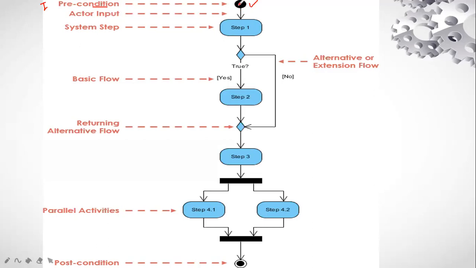So when the initial node is there, the precondition is there, the customer is going to input something so that a step will be taken. Let's say I have placed an order. That particular input will initiate an action of placing the order. So the system step is this one, the first step. Now it will give you this particular sequence of flow, the basic flow.